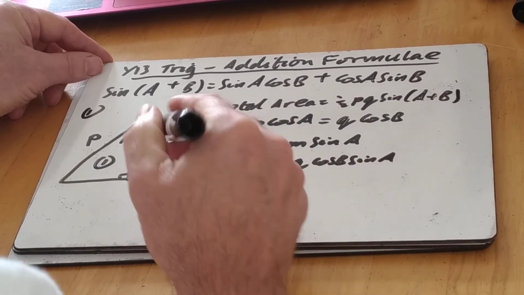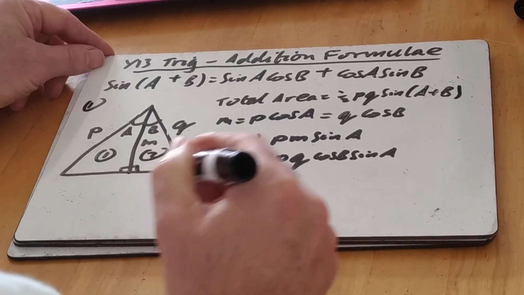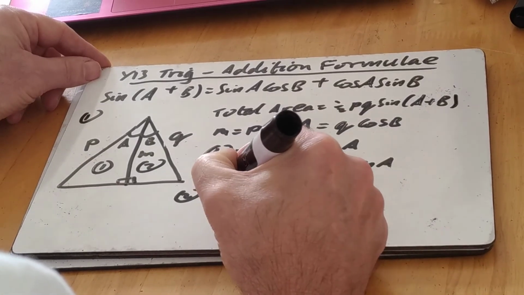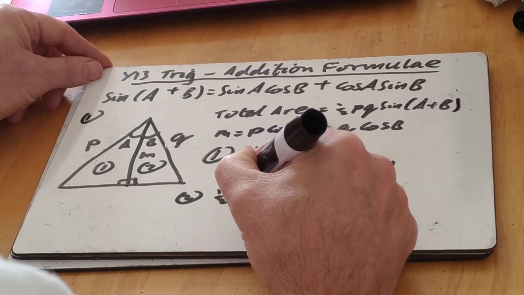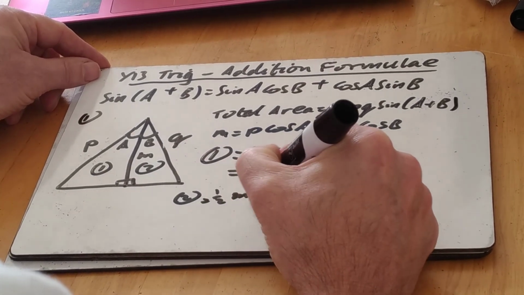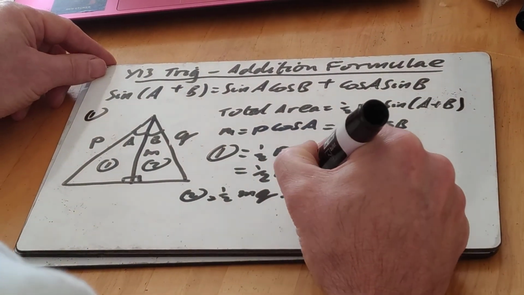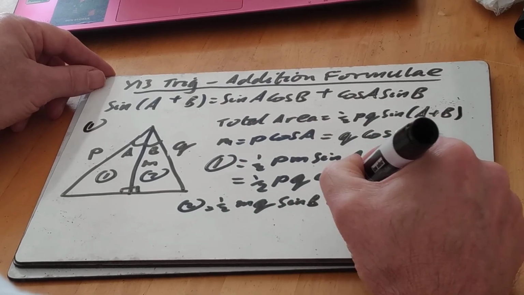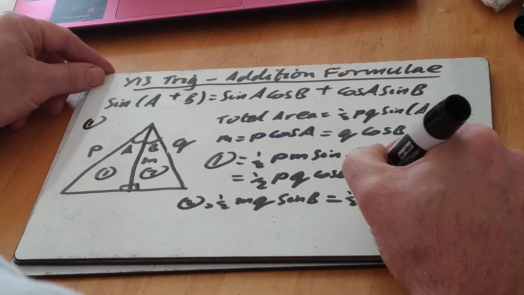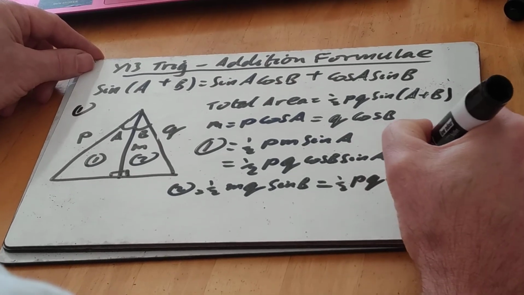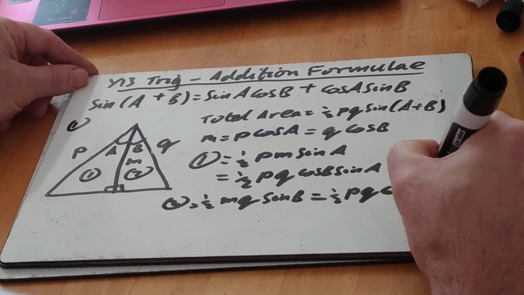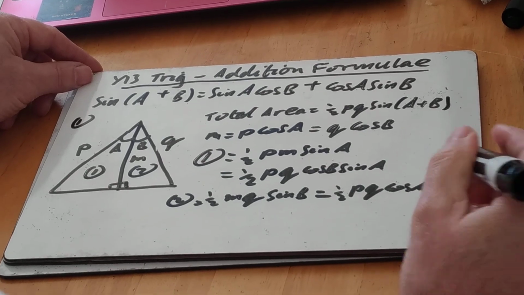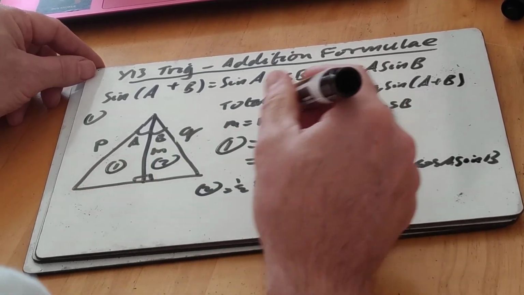Area 2, similarly, sorry, is going to be a half m times q times sine b. And the version of m I'm going to use is the one with p in, p cos A. So I've got a half pq cos A sine b. And guess what? When I add these two together, I get the total area.